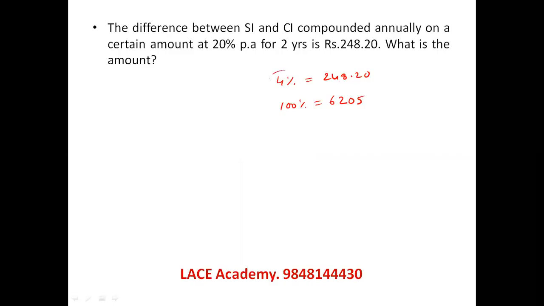How did this 4% come? Because for 2 years at 20%, simple interest is 40%. For 2 years compounding is 120 into 120, which is 144, which is 44%. So 4% is the difference. If you want to understand this again, you have to go through the compounding process. Compounding solves nearly 4 to 5 types of questions in many concepts, right? Let's see the next question.